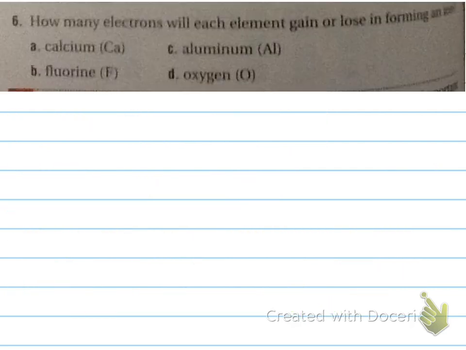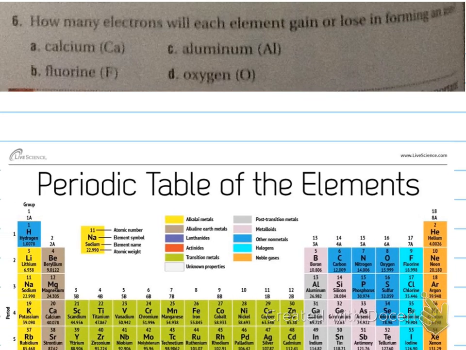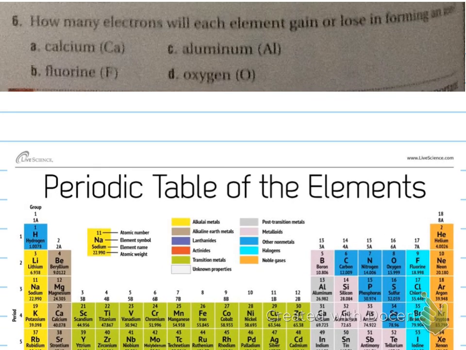Question number 6. How many electrons will each element gain or lose in forming an ion? And again, that has to do with being like a noble gas. So we find calcium, and calcium's right here. Notice it has 2 valence electrons, so calcium's choices would be it could lose 2 electrons to be like argon, or it could gain 6 electrons to be like krypton. And again, it's always going to do what's easier, so calcium is going to lose 2 electrons.